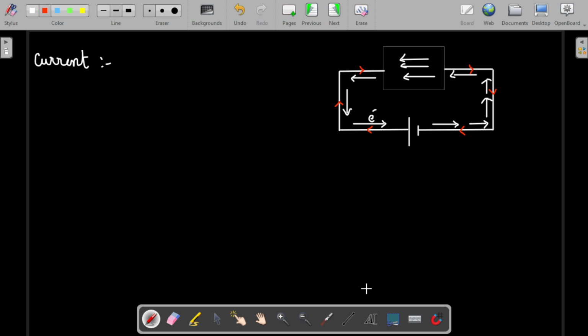The electric field will be directed from the positive to the negative terminal. So here it is positive, here it is negative, right? So it will be directing from positive to negative terminal, in this direction. So the electric field will be in this direction, and the electrons will be moving in the opposite direction to that.